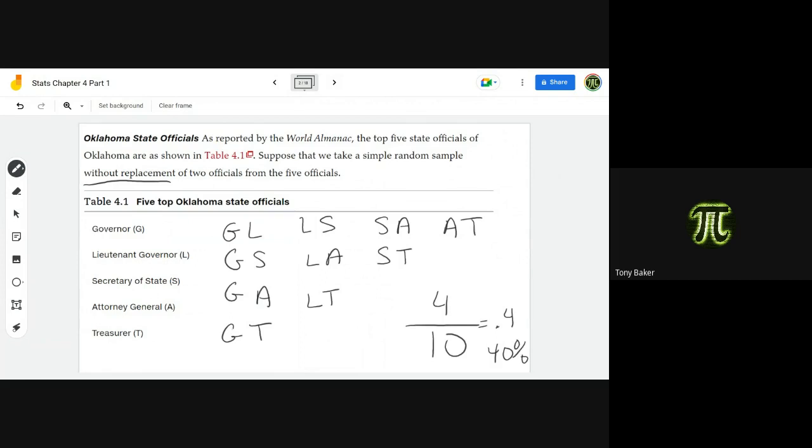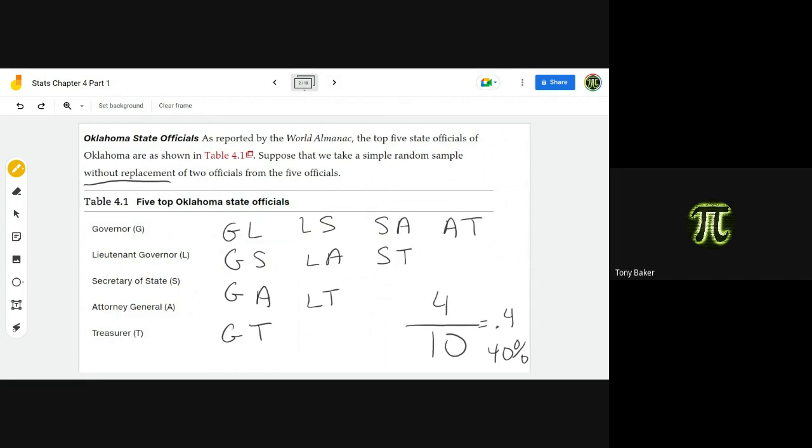How many outcomes does the secretary get chosen? 4. So the secretary is chosen 4 times. Actually, if you looked at this, they will all come out to be 4 out of 10, because of the way that they were broken down and chosen.